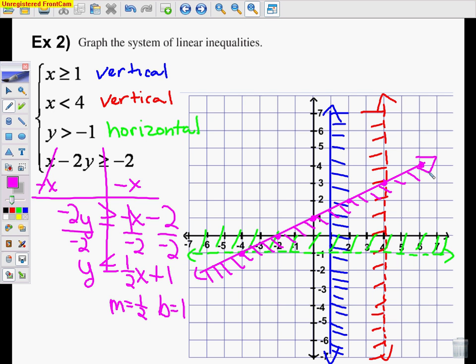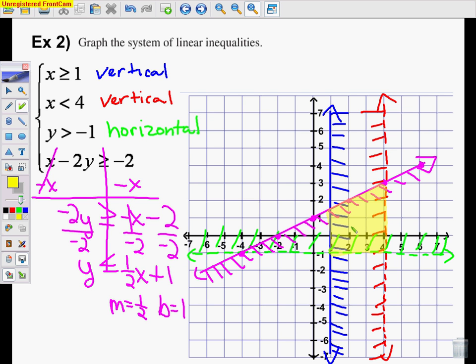All right? Now, always make sure that you highlight your region, that is your solution region. And that solution region is going to be this region here. Everything in this quadrilateral. Okay? And there you go.